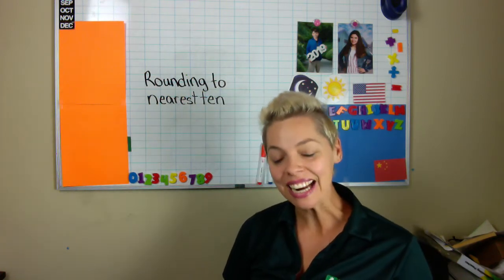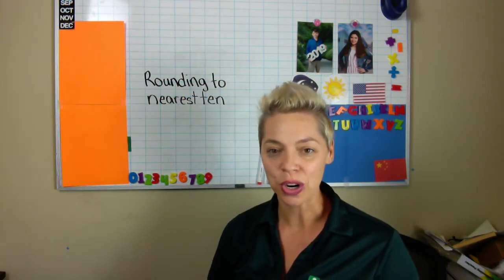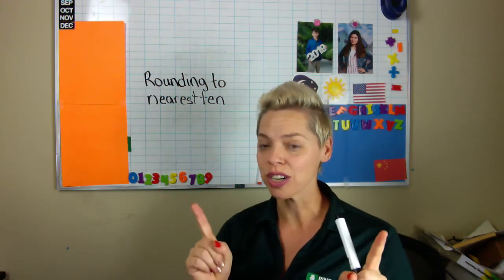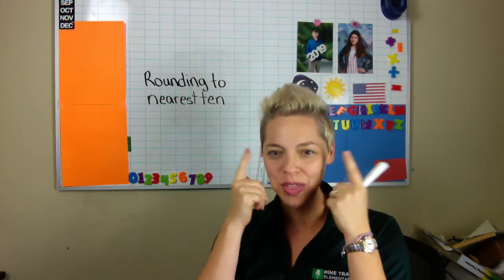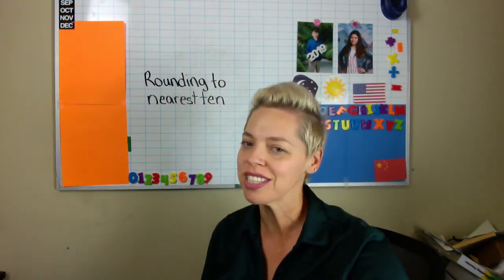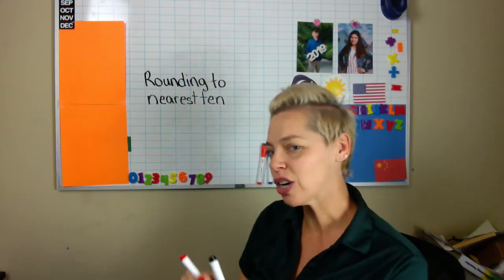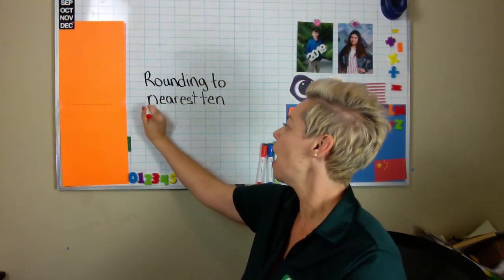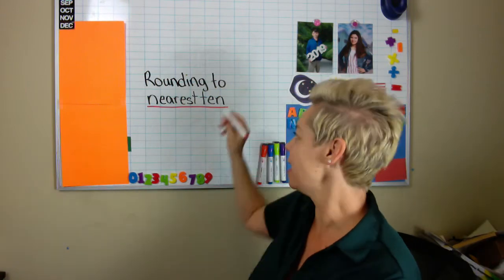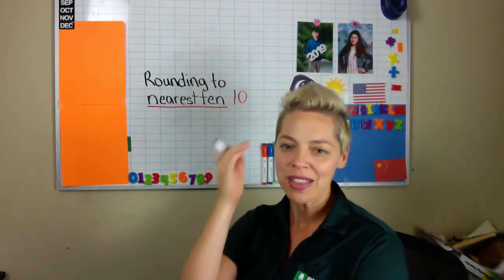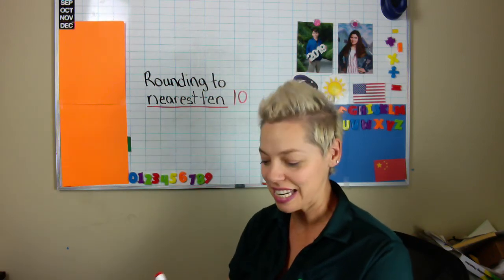Today I would like to share with you the strategy that I am teaching in class for rounding to the nearest 10. Now in third grade, students are supposed to round to the nearest 10 and 100, so it's really important that when they read the questions, they're paying careful attention to the place value. So upon seeing this, I encourage the students to underline nearest 10 and to even write a 10 next to the problem so they can keep in mind that they are rounding to the nearest 10.